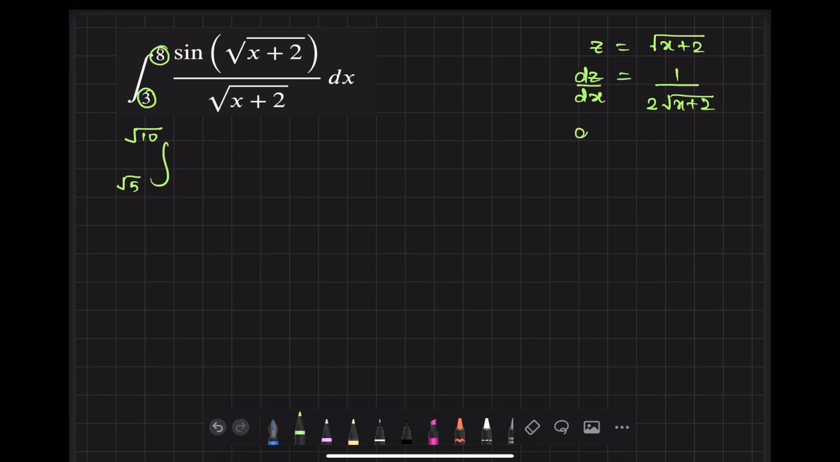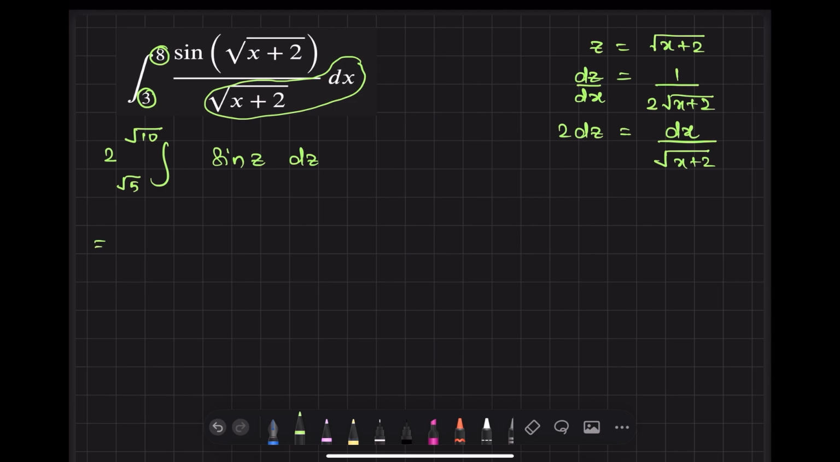Now can we write dz? 2 times dz equals dx by root over x plus 2. Now look at this. We have dx by this thing, so this will be replaced by 2 times dz, and then we have sine of z. I hope till this part you guys are comfortable.